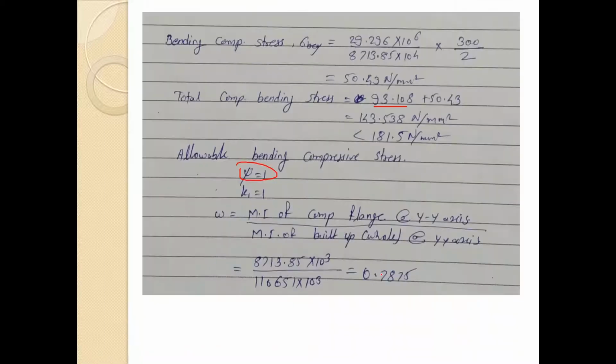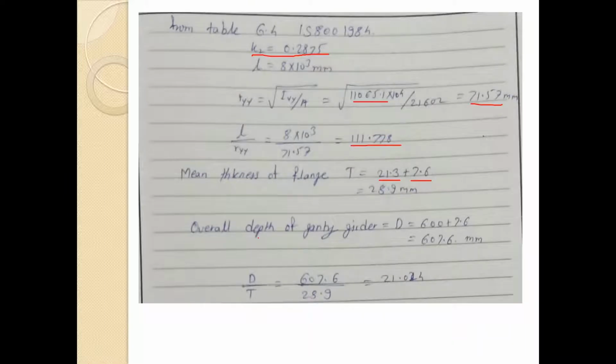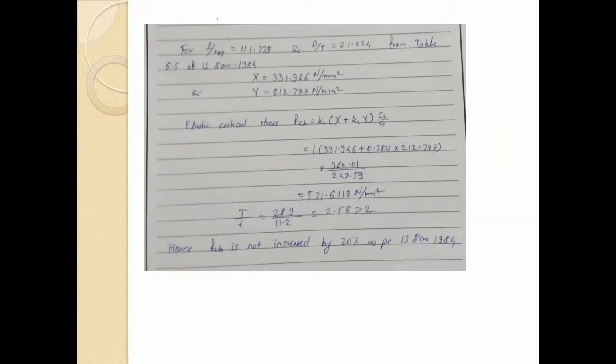So remember all the things what we are doing. So that thickness of flange is 28.9, adding to thickness. The overall depth of the girder, that is 600 plus 7.6, that is thickness of the channel web, that is 607.6. So D by T ratio here, that is 607 divided by 28.9, that becomes 21.024. So from this value, that is L by R and D by T, from table number 6.5 we are getting X and Y, that is 111.778 and 21.